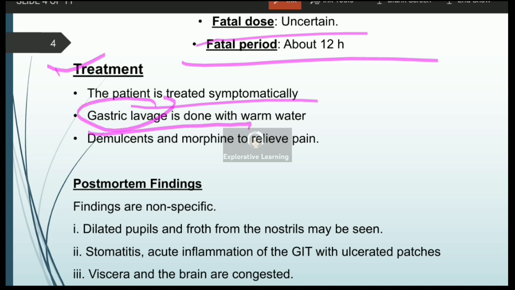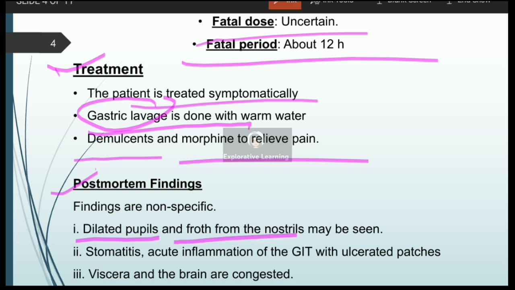Now some post-mortem findings. Dilation of pupil is extremely common. We have discussed it in the sign and symptom slides, right? So dilated pupils are a common indication of Calotropis poisoning. And froth can be observed coming out from the nostrils of the affected person.